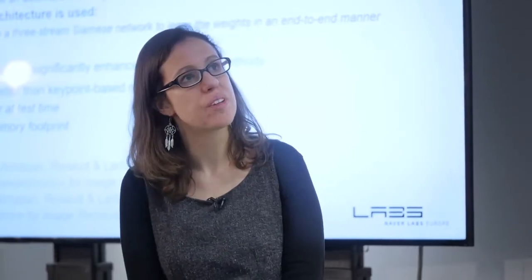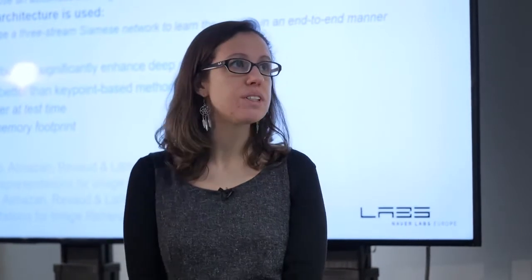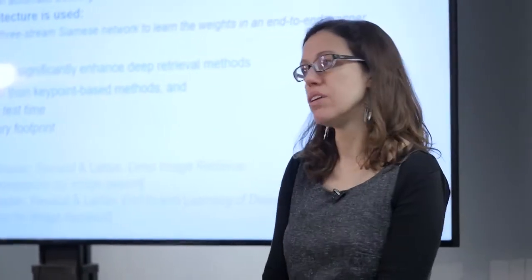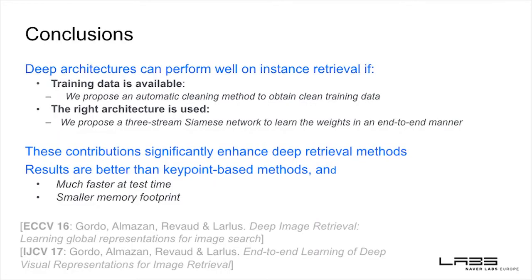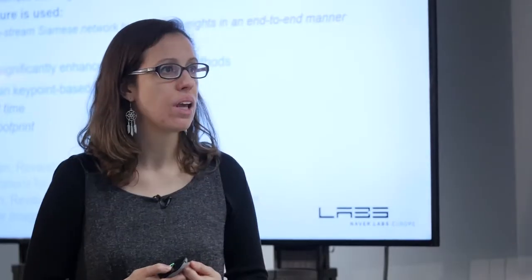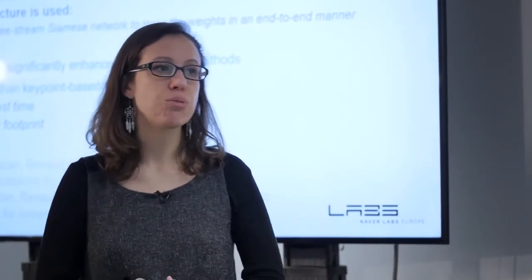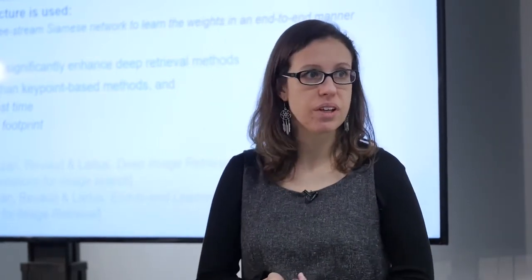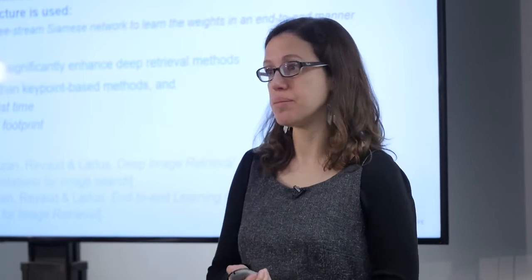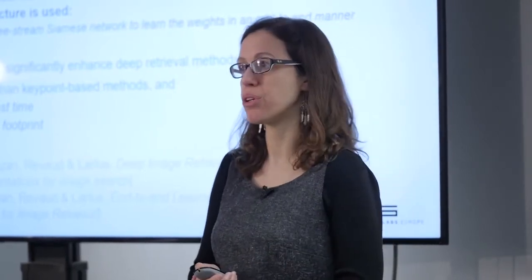This brings me to the conclusion of this part. So what I showed you is that deep architectures can perform well on instance retrieval if the right training data is available, and that's why we propose to automatically clean a data set of landmarks, and if the right architecture is used. In our case, we use this RMAC descriptor that pays attention to the details, and we use it inside this 3-stream Siamese network where the weights can be learned end-to-end. We see that these contributions significantly enhance deep retrieval methods, and that we obtain results that are even better than key point-based methods. And still, we have a much faster method at test time, and we have a smaller memory footprint.